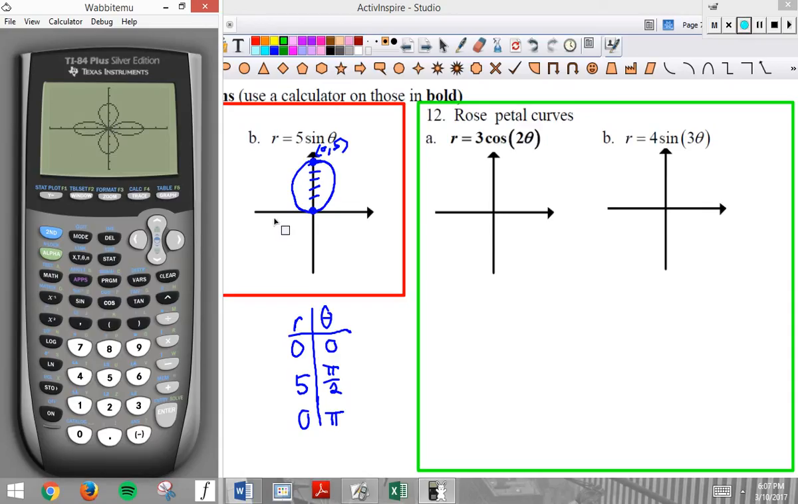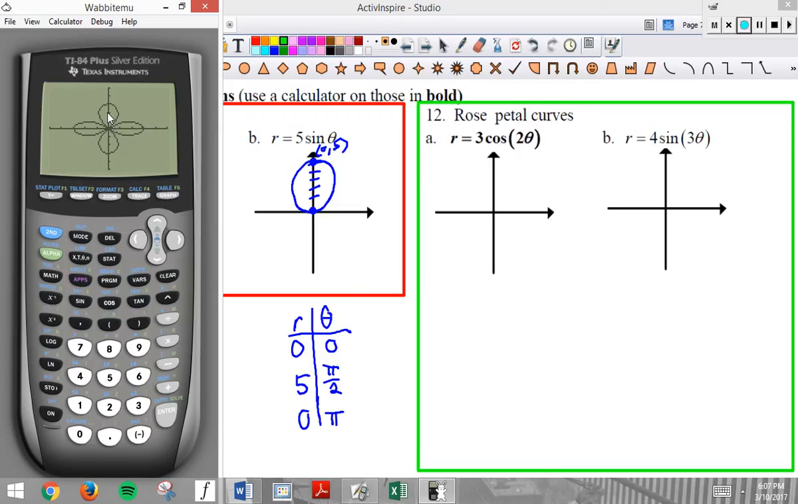Do it a bunch of times. It's impressive. So what we should notice here is that each time the petal gets 1, 2, 3 out, 1, 2, 3 out, 1, 2, 3 out. Each of the petals is length 3. Okay, we call these petals. I know, it's very romantic.